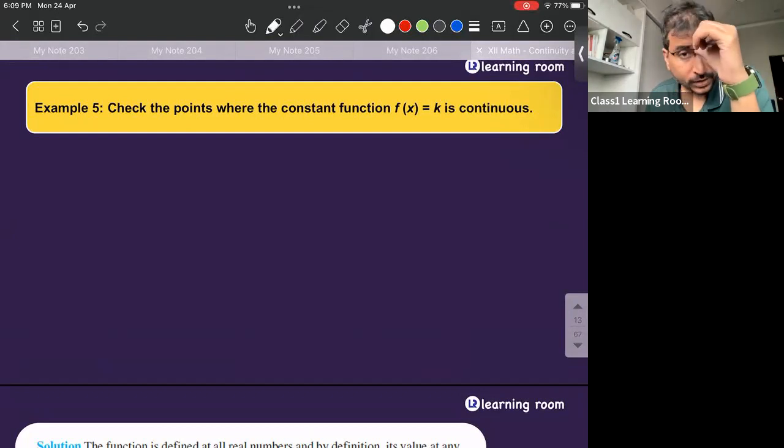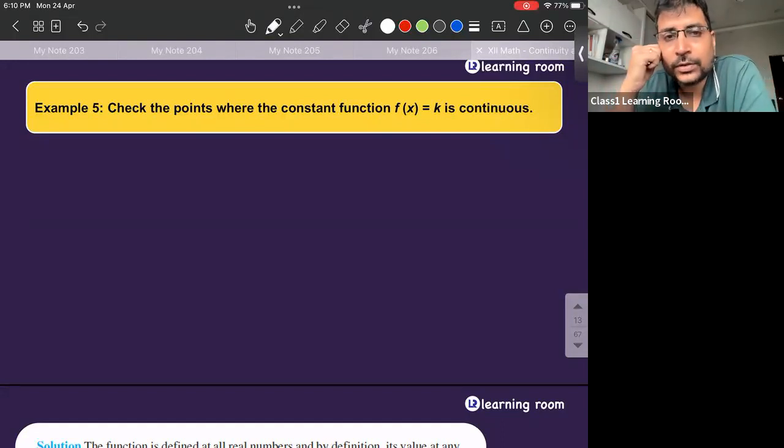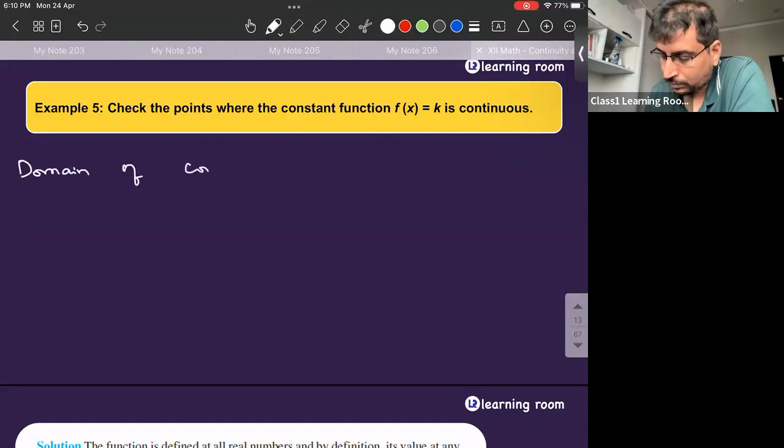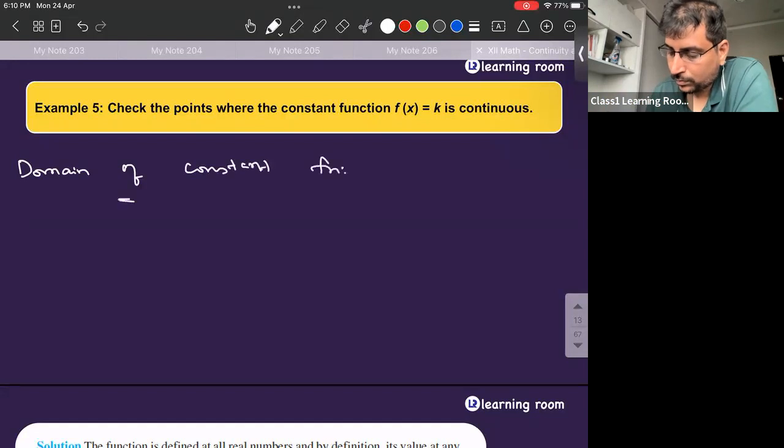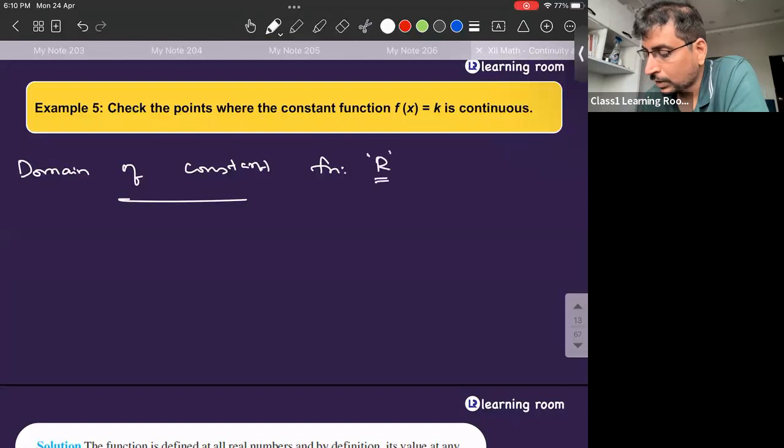Check the points where the constant function is continuous. So what points will you take where the function is continuous? First of all, whenever you have this kind of question, the first thing you need to do is understand the domain of this function. So what is the domain of a constant function? It is going to be real numbers.